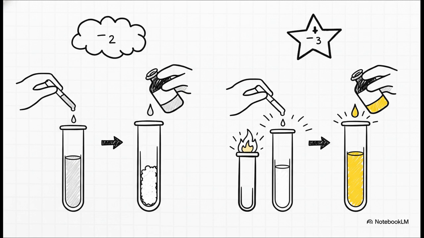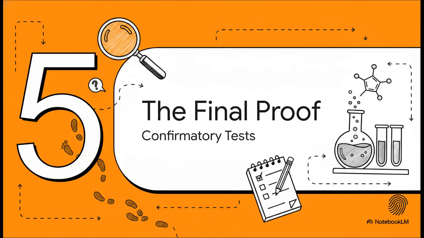And for phosphate, the test is even more dramatic. You add ammonium molybdate, warm it up a little, and you get this bright, canary yellow precipitate. There's no mistaking that for anything else. So at this point, we probably have a prime suspect. Our preliminary tests have pointed us in a very specific direction.